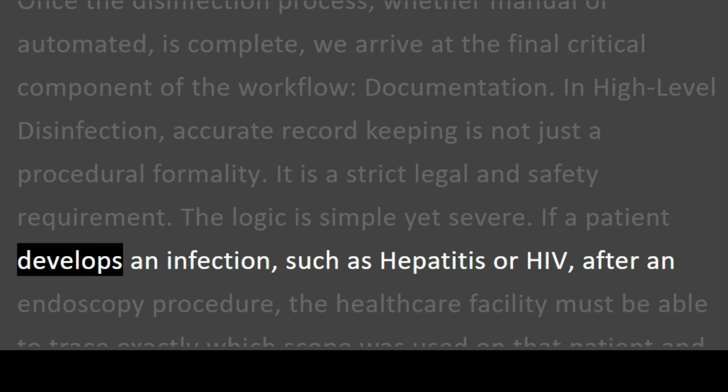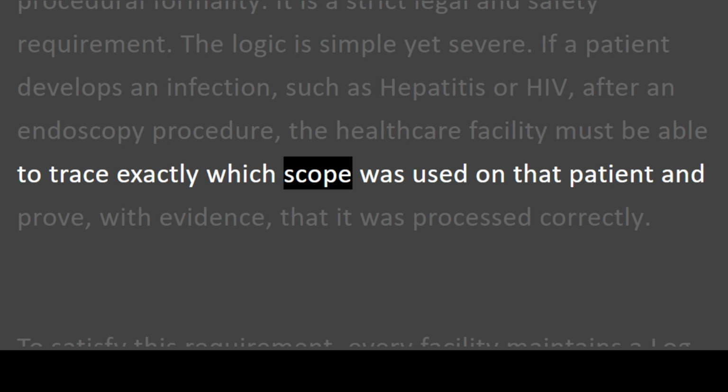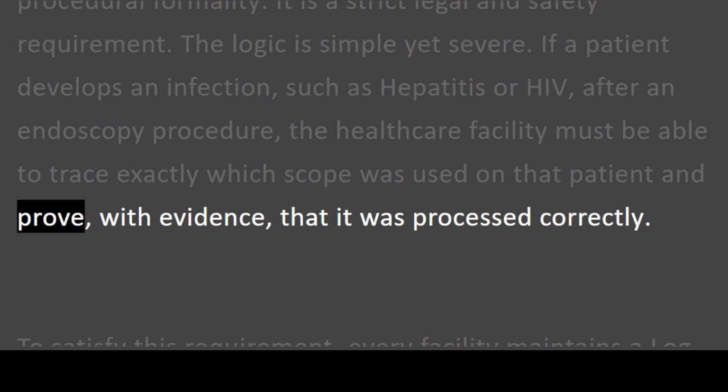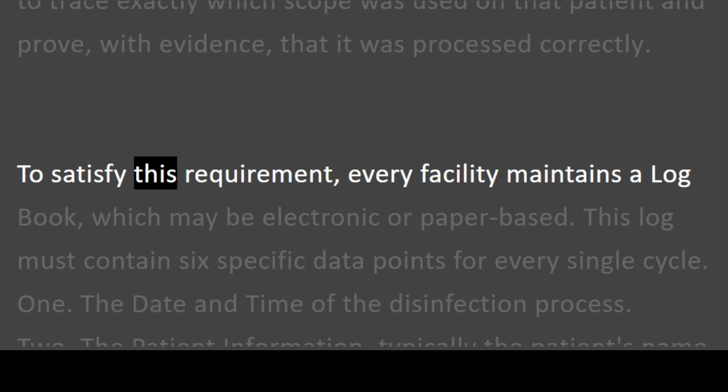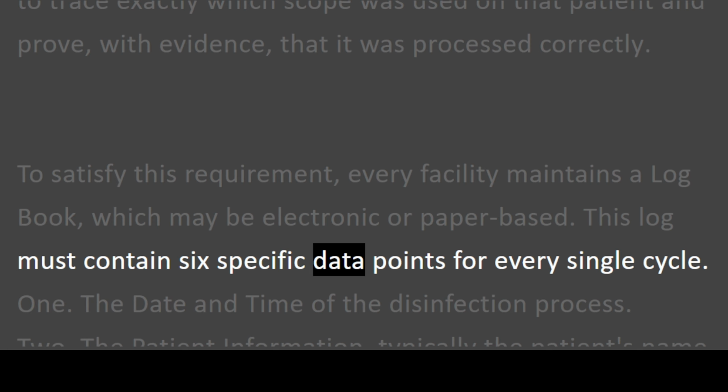If a patient develops an infection, such as hepatitis or HIV, after an endoscopy procedure, the healthcare facility must be able to trace exactly which scope was used on that patient and prove, with evidence, that it was processed correctly. To satisfy this requirement, every facility maintains a logbook, which may be electronic or paper-based. This log must contain 6 specific data points for every single cycle.